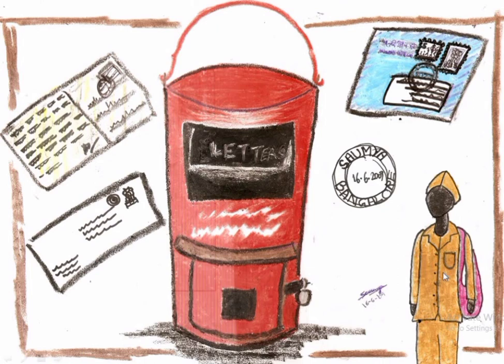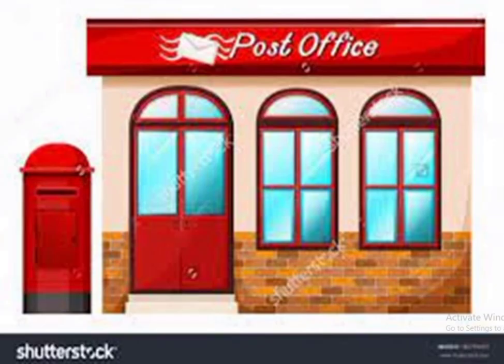Now then the postman, this is the postman. The postman collects the letters from the letter box, and then he takes those letters to the post office, where they are sorted according to the states and cities. This is an example of a post office where all the letters are being taken. And as you can see, a letter box is even placed outside the post office.